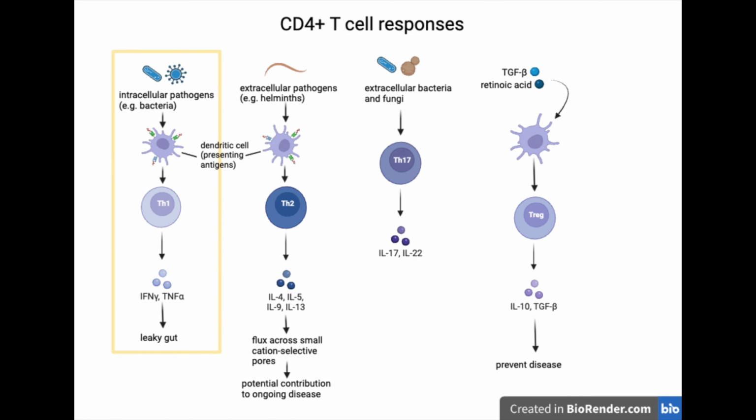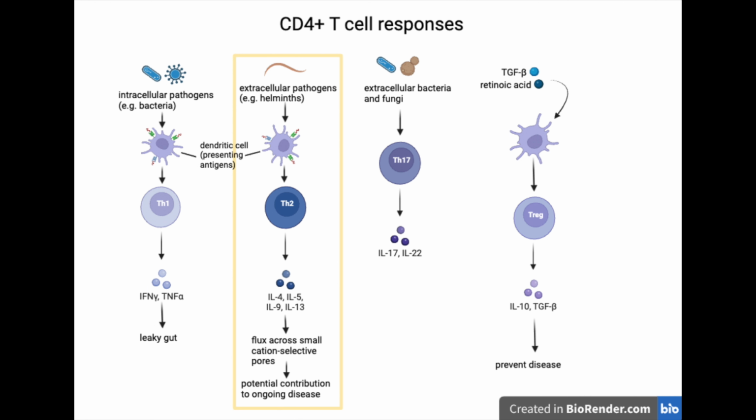In this process, antigen-presenting cells and Th1 cells can release tumor necrosis factor and interferon gamma, which signal to epithelial cells to increase flux across the tight junction leak pathway, thereby allowing further leakage of bacterial products and dietary antigens from the lumen into the lamina propria and amplifying the cycle of inflammation. This may ultimately culminate in established disease. Alternatively, interleukin-13, IL-13, released by Th2 cells, increases flux across small cation-selective pores, potentially contributing to ongoing disease as well.